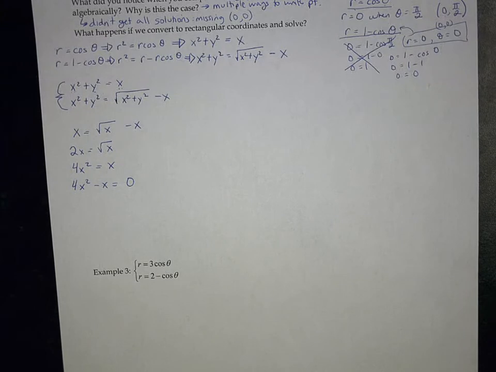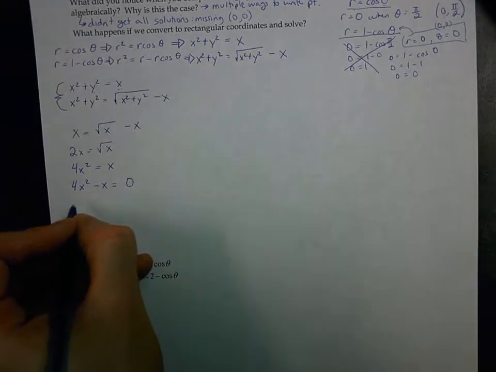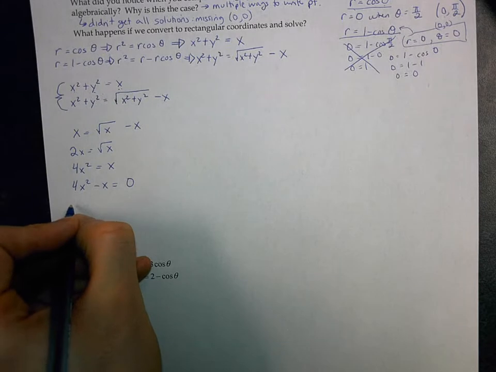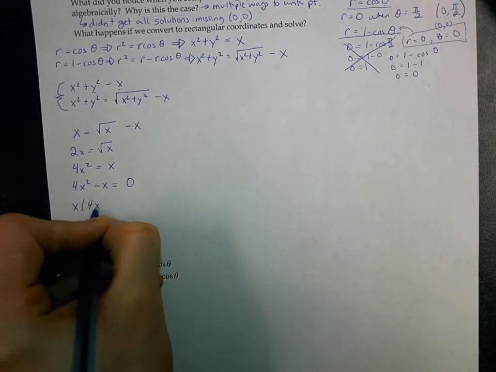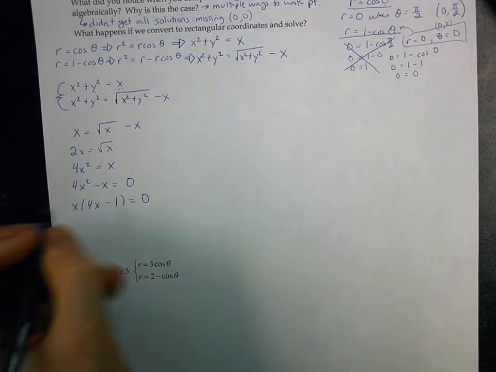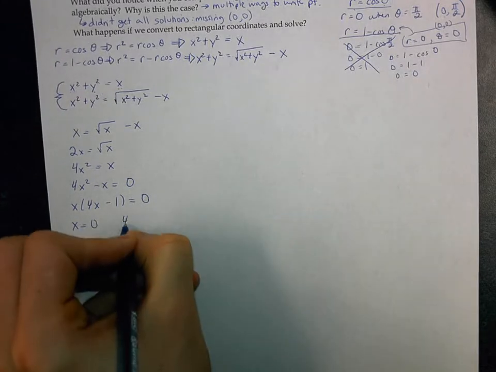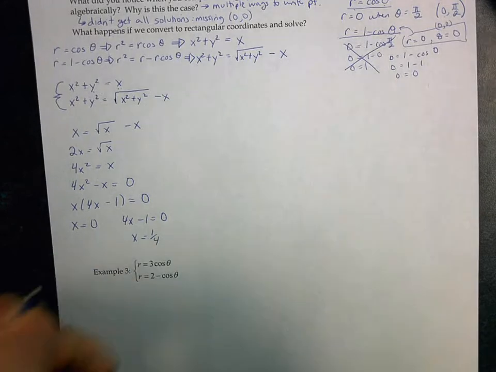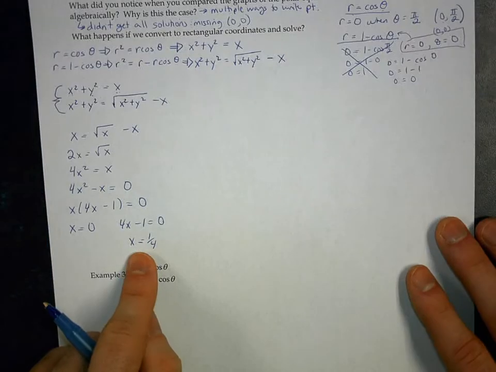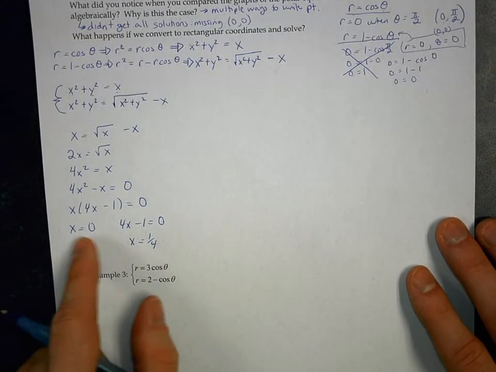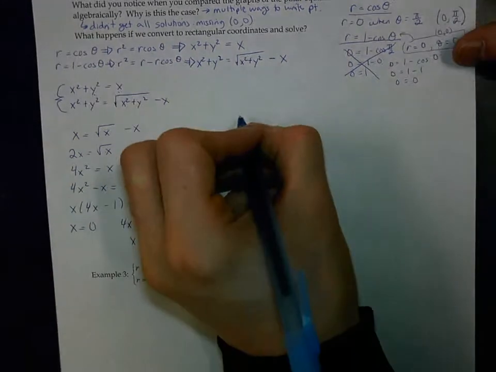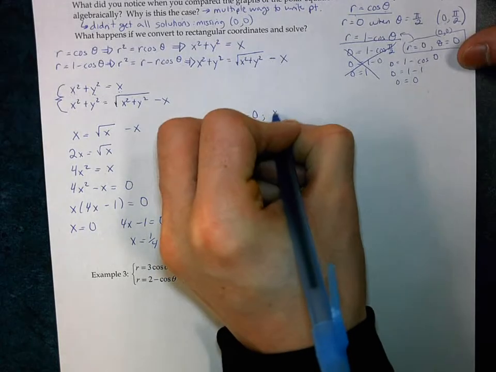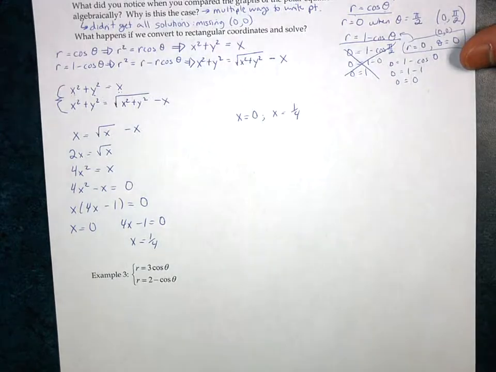That's the same way we always solve. We can factor out an x and set each piece equal to 0. So I have x equals 0 and x is equal to 1/4. These are my x coordinates. So I get x equals 0, x equals 1/4.